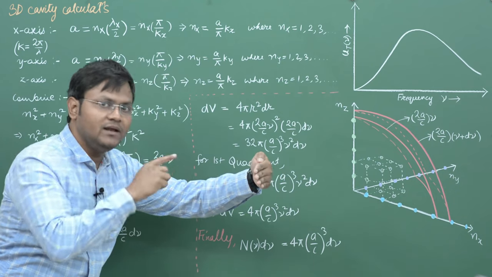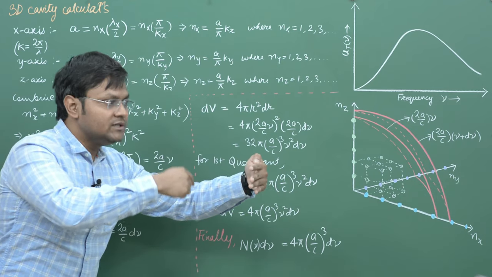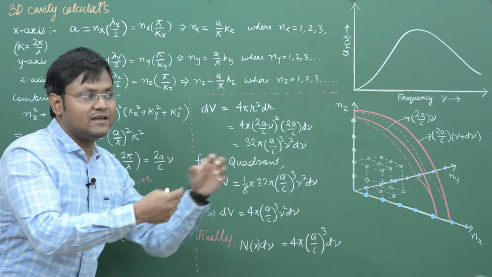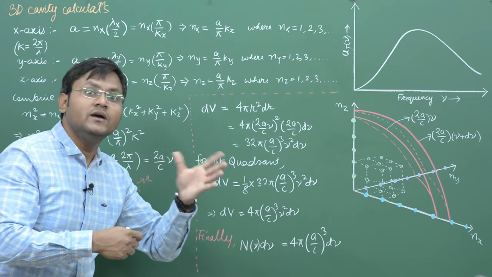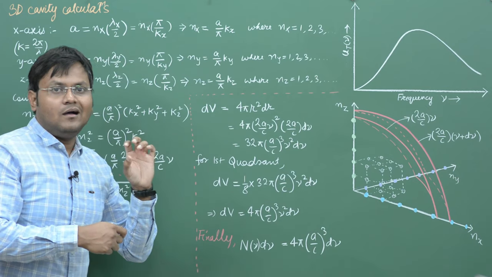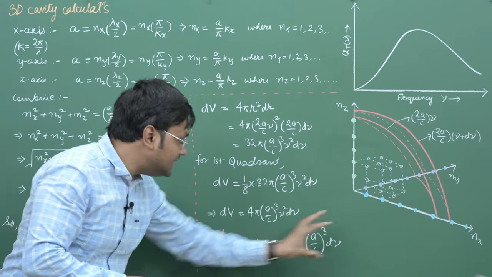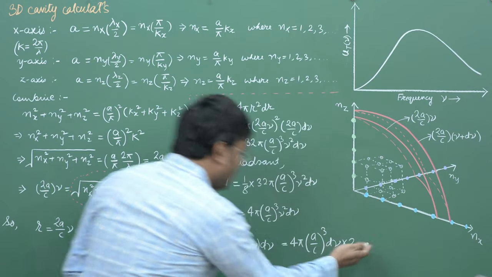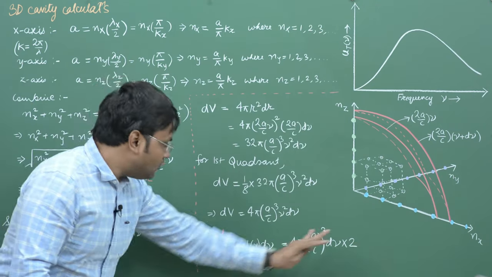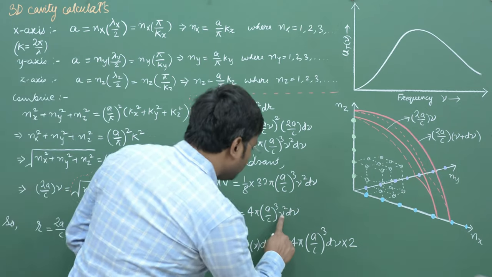There are two perpendicular axes along which the electric field vector can change. Therefore, there are two distinct polarizations associated with every standing wave condition possible. So we have to multiply this by 2 to actually get the number of standing waves. I forgot to write nu square.